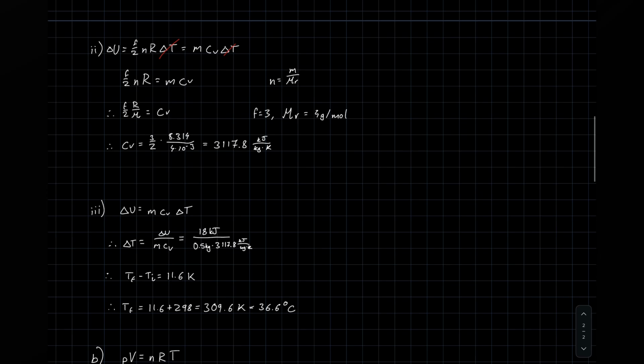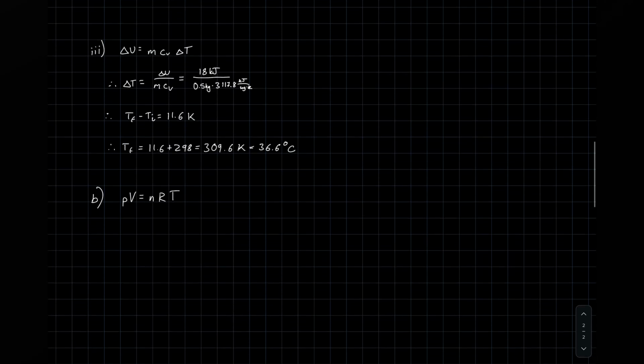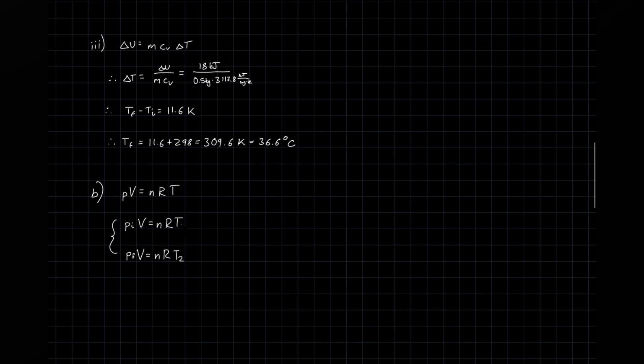So here we have all our initial temperatures, and the volume doesn't change because we have a rigid container. So let's start with this. We have two different situations. We have our initial pressure times the volume equal to nRT1, and our final pressure times the volume equals nRT2. Or let's be consistent: T initial and T final.